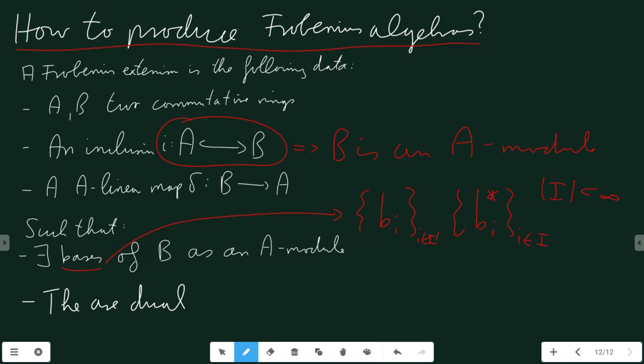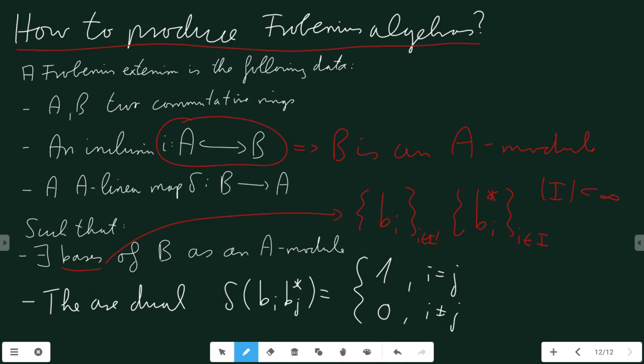Meaning that delta of Bi Bj star is exactly what you think it is, like the Kronecker delta. It's 1 if i equals j. It's 0, well, if i is not j. Okay, that's all I want. I want two rings, and they're nicely connected by those two maps i and delta.